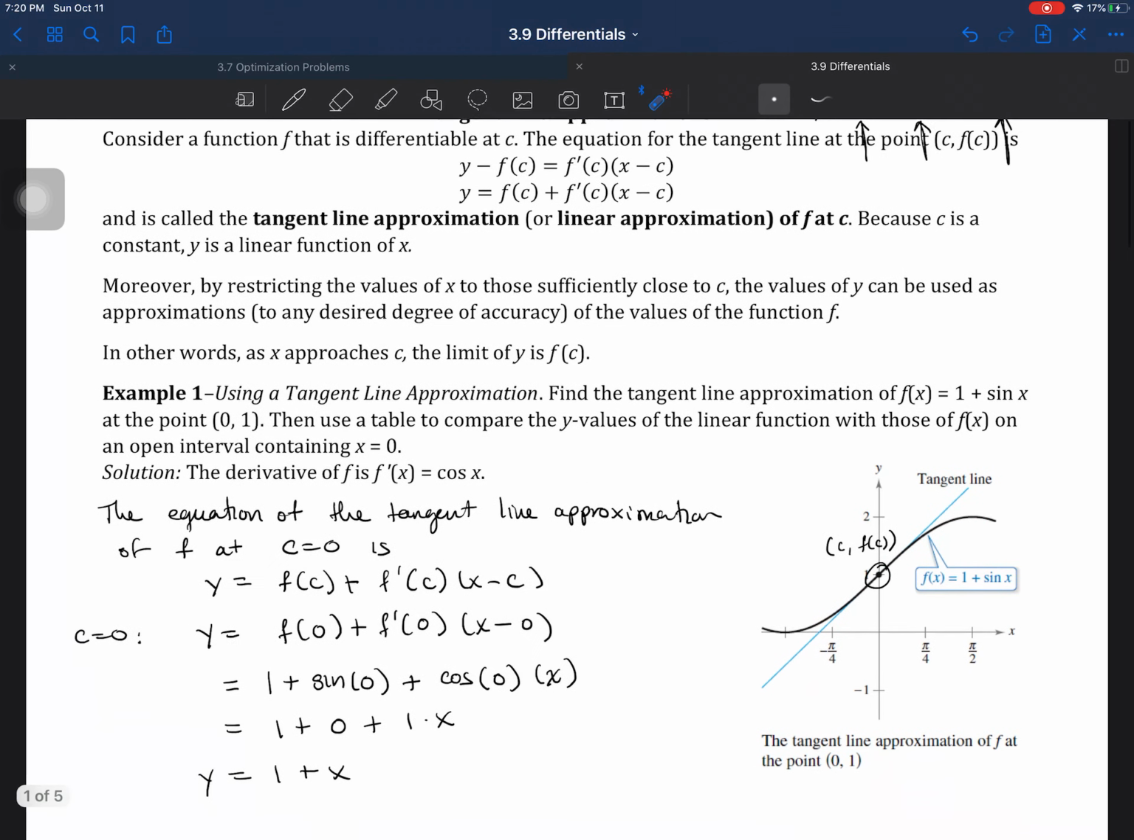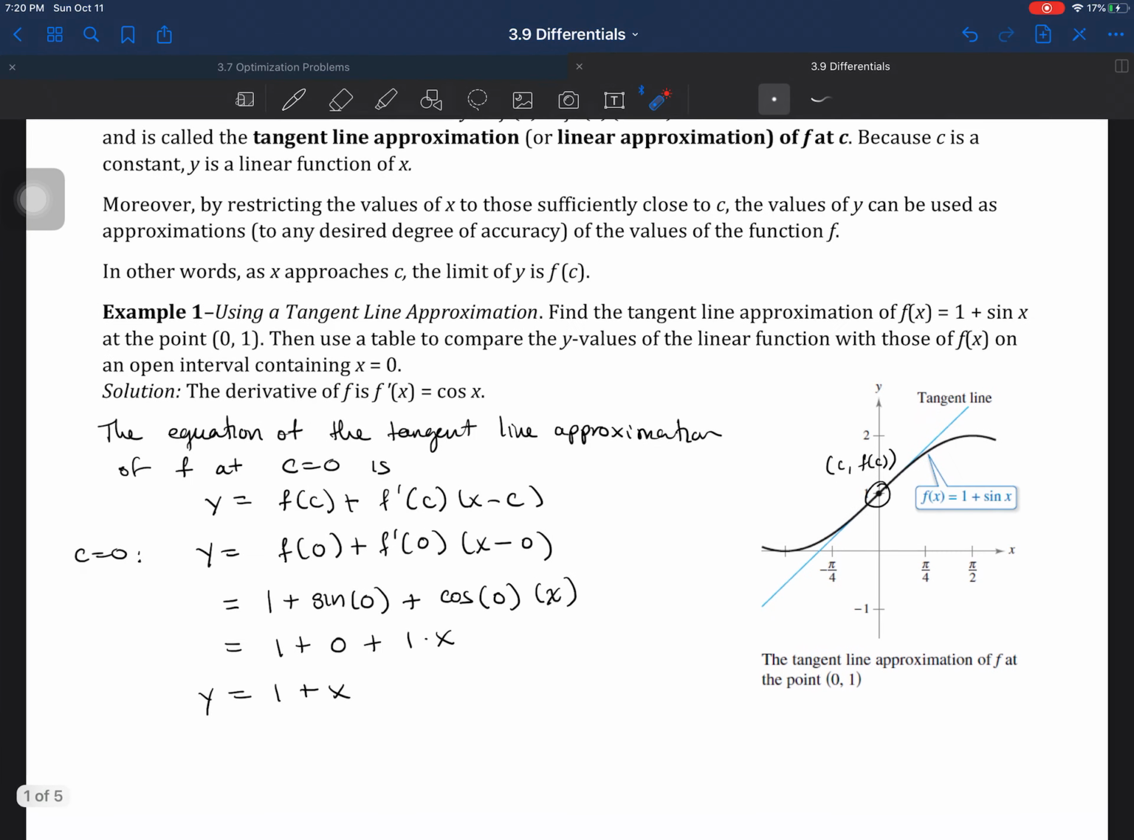So let's go ahead and try a problem here. We're going to use the tangent line approximation to find the tangent line approximation of f of x equals 1 plus sine of x at the point 0, 1. Then we're going to use a table to compare the y values of the linear function with those of the original f of x. So we're going to create this tangent line, and compare the numbers of the tangent line versus the actual points of the graph and see how close we were.